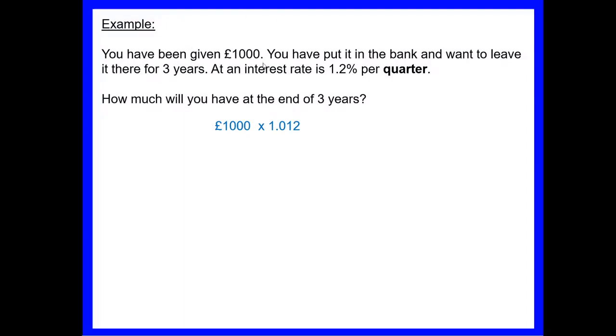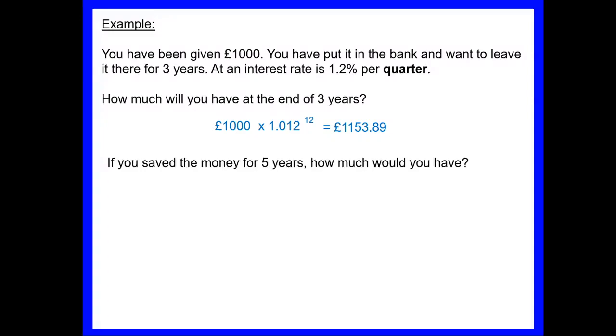Now our power, remember, is the term. Now we've been asked for 3 years, but we're getting our interest every quarter. So there are 4 quarters in 1 year. We want 3 years. 3 times 4 means we're going to gain interest 12 times during that 3 years. So that's really important that we check how long this term is. How many lots of interest are we going to get throughout our savings? Put that into our calculator. We get £1,153.89 at the end of our 3 years.